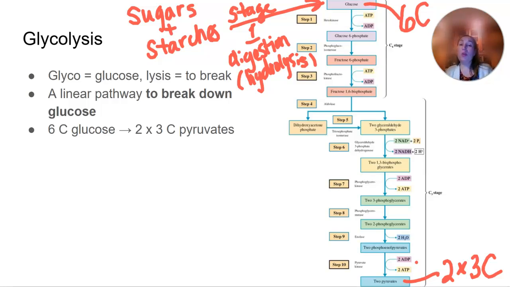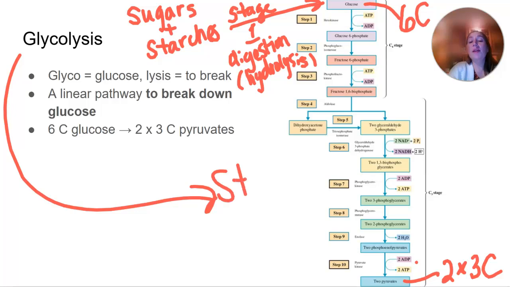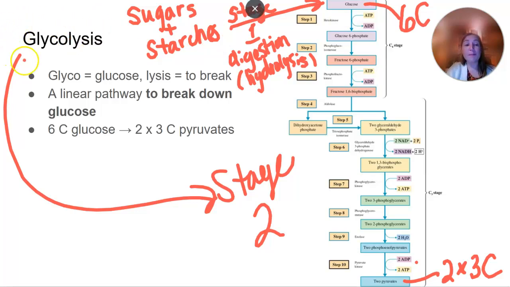And then that glucose is going through stage 2. So this glycolysis, this is all of our big stage 2 pathway just for glucose. So this is what we're talking about when we say it's a really specific pathway. Do you have to know the whole pathway? No, but it's good to know that it's linear, that it takes your 6 carbon glucose and makes 2 3 carbon pyruvates.